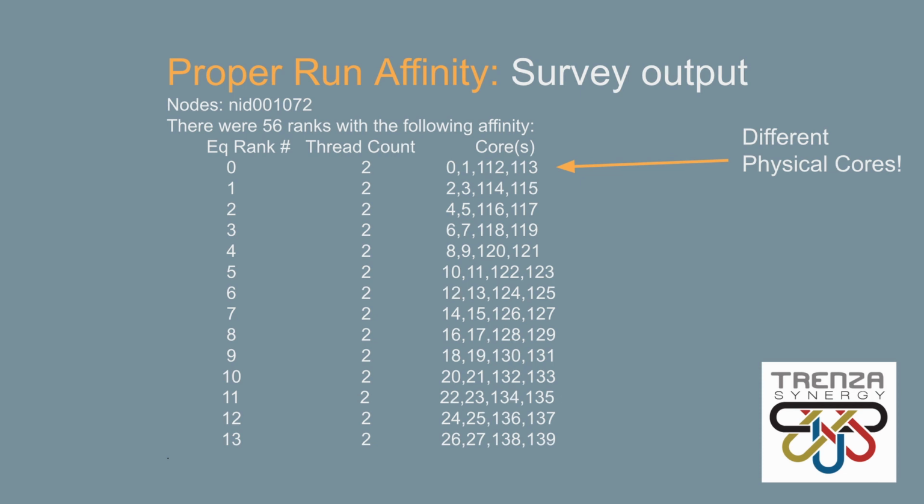Now let's see the results of the same benchmark run with carefully chosen srun options. Cores 0, 1, 112, and 113 are all subscribed to rank 0. Cores 0 and 112 belong to one physical core, while cores 1 and 113 are on a different physical core, giving each OpenMP thread of rank 0 its own physical core.